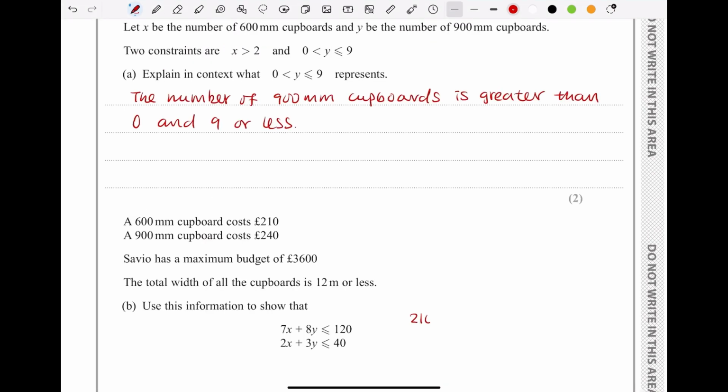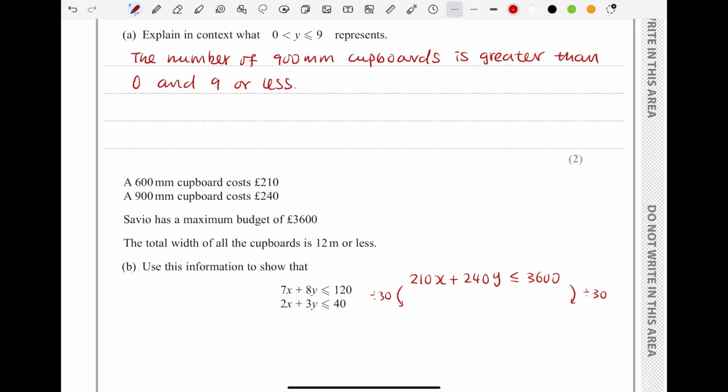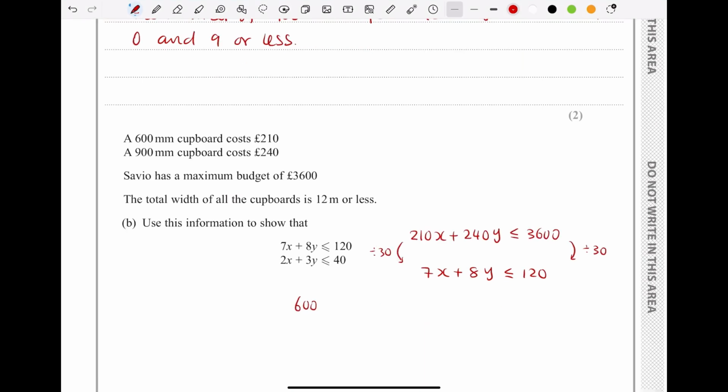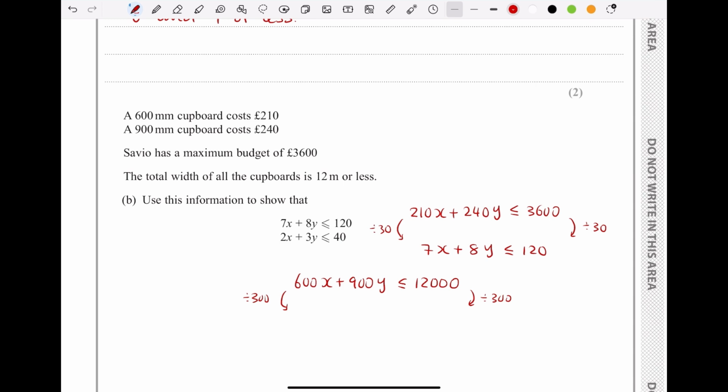Therefore, 210x plus 240y needs to be smaller than or equal to 3,600. Dividing both sides by 30, we have 7x plus 8y smaller than or equal to 120. Now, we are also told that the total width of the cupboards needs to be 12 meters or less. Therefore, that means 600 millimeters times x plus 900 millimeters times y needs to be smaller than or equal to 12,000 millimeters. Dividing both sides by 300, we get the inequality that is stated in the question.